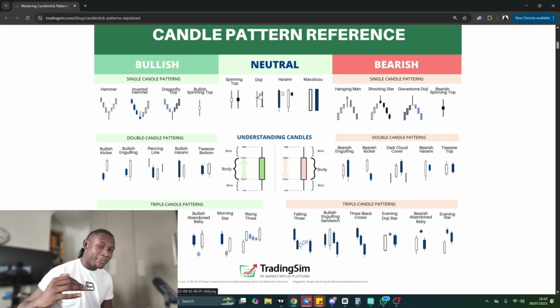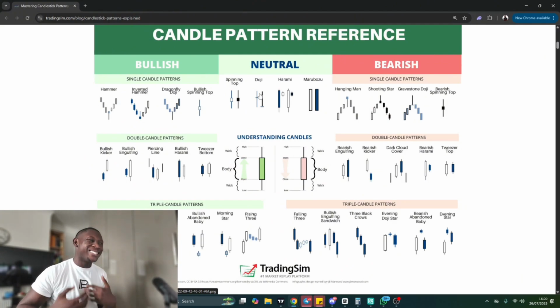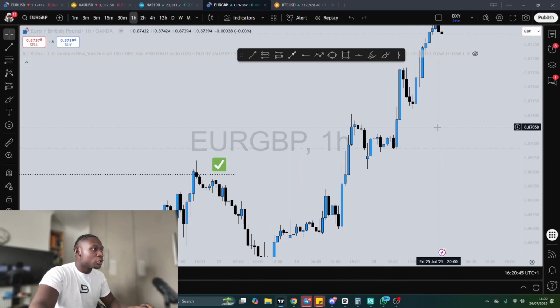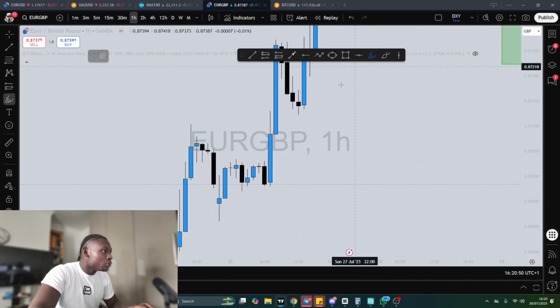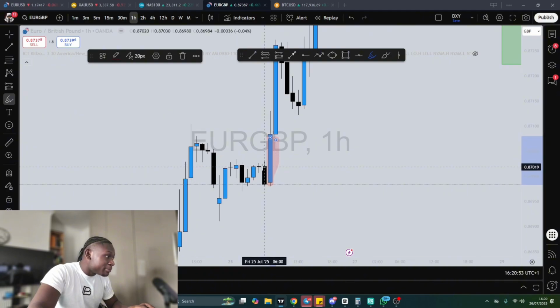The higher the time frame, the more importance and significance I give to the candlestick. Now, let's go to the bullish engulfing. What do you want to see in the bullish engulfing or bearish engulfing? Here we have the candle, as you can see. Now, the previous candle has been eaten.